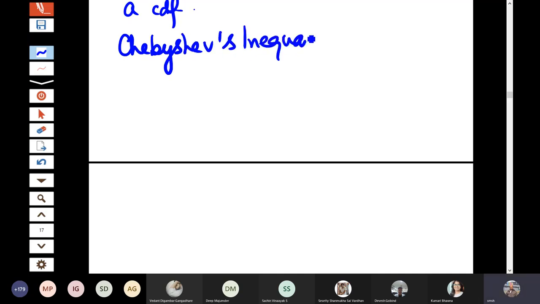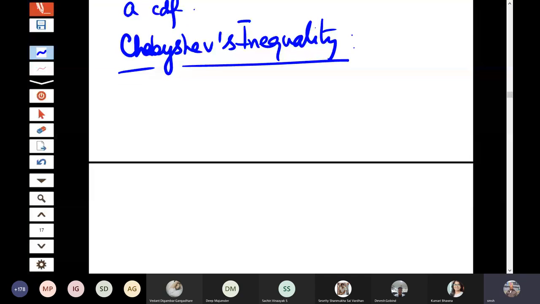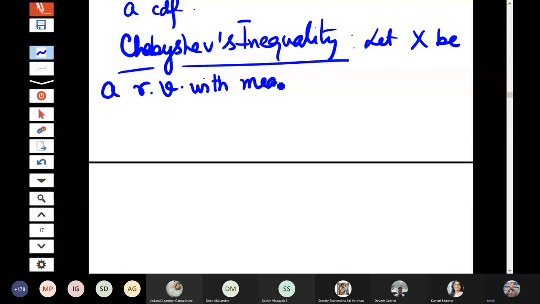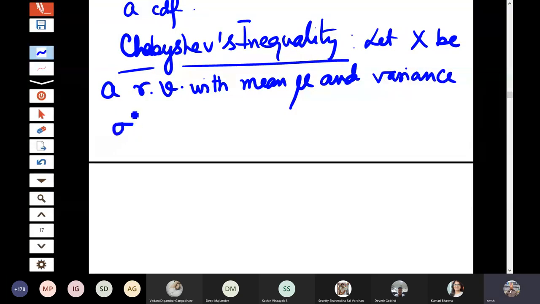Chebyshev was a Russian mathematician, and since he was the first one to think of this kind of thing, it is called Chebyshev's inequality. Let X be a random variable with mean mu and variance, say, sigma square.